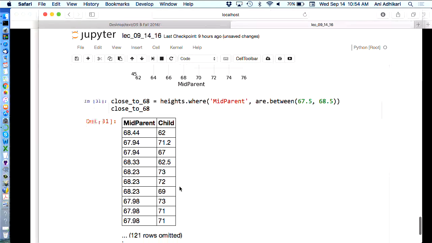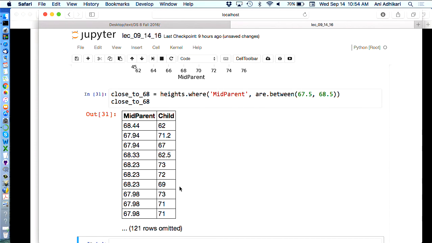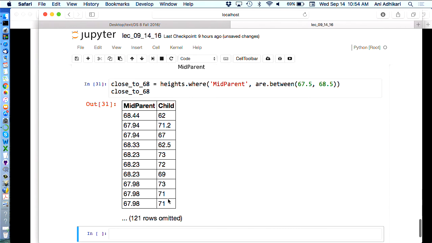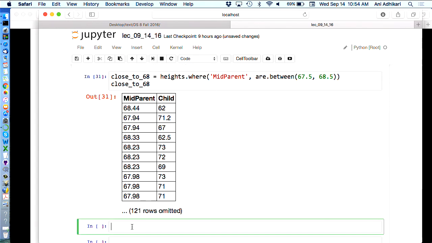And so what do I want to do to this? Now I want to make a prediction. I'm predicting child's height, so I will look at this column and do what to it? I'll take an average. Okay, so I will extract that column close to 68. Where am I? Dot column.